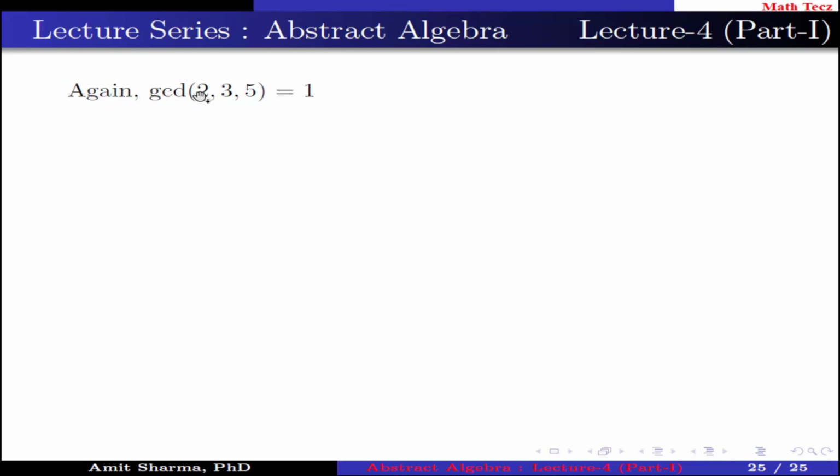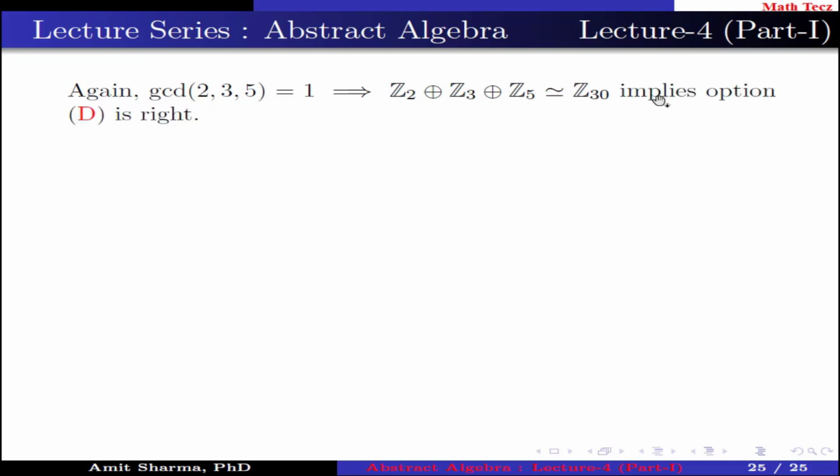Again, GCD of 2, 3, 5 is 1, implies Z2 direct product Z3 direct product Z5 is isomorphic to Z30, implies option D is right. Hence, options A and D are right.